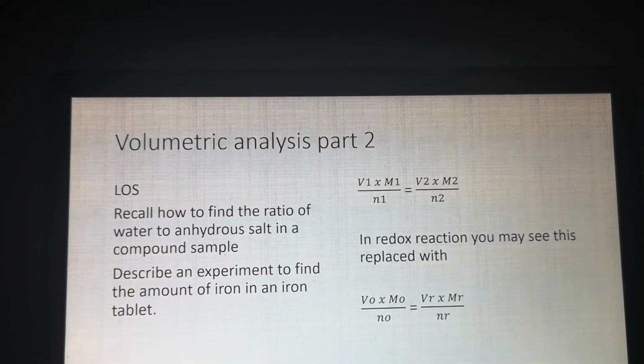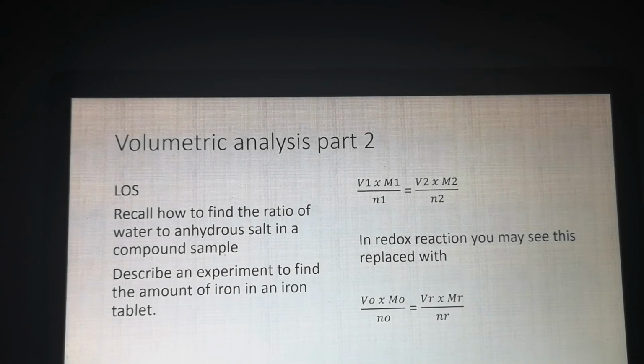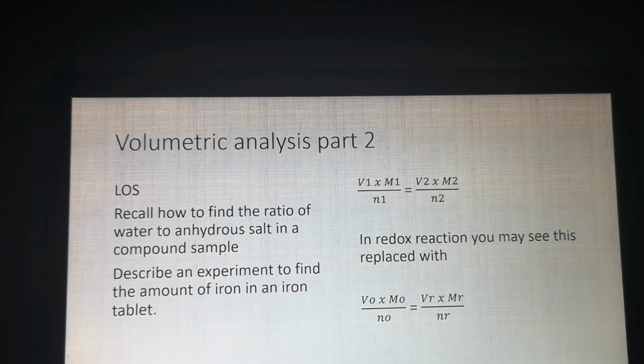In this second part of the lesson, which we were supposed to look at today, I started off by pointing out to you that sometimes V1 M1 N1 is equal to V2 M2 N2 could also be written as VO MO NO is equal to VR MR NR. This is just a kind of syntax thing. It just shows that sometimes things are being oxidized and reduced in your volumetric analysis equation.